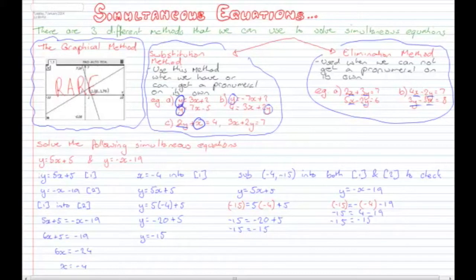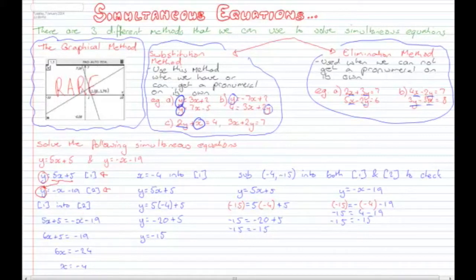Are there any pronumerals without a coefficient? Well, we can see here that y has not got a coefficient, and once again y does not have a coefficient here. So of course we can use the substitution method. What we're going to do is put equation 1 into equation 2. Essentially, because 5x plus 5 is equal to y, I'm writing it down where this y is. So I've got 5x plus 5 is equal to negative x minus 19.